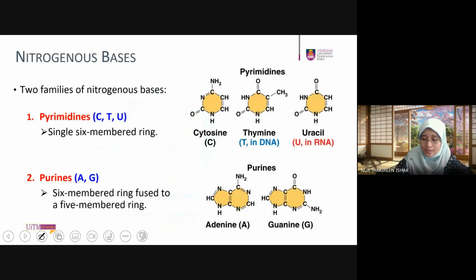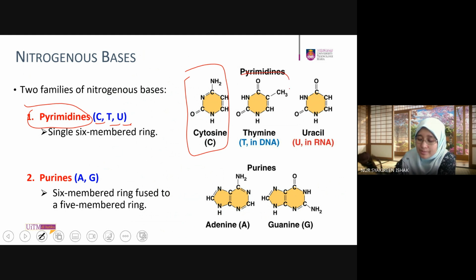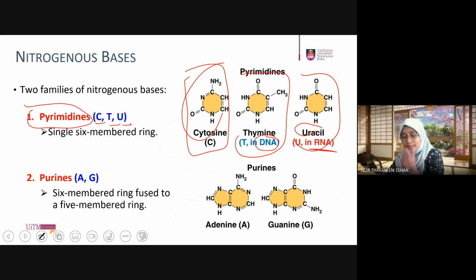Okay, so next are the nitrogenous bases. There are two families of nitrogenous bases. We have here the pyrimidines. Pyrimidines consist of cytosine, thymine, and uracil. This is the structure of cytosine, thymine, and uracil. Thymine is only found in DNA. Uracil is only found in RNA. Cytosine is found in both DNA and RNA. As you can see from the structure, pyrimidine only consists of one 6-membered ring.